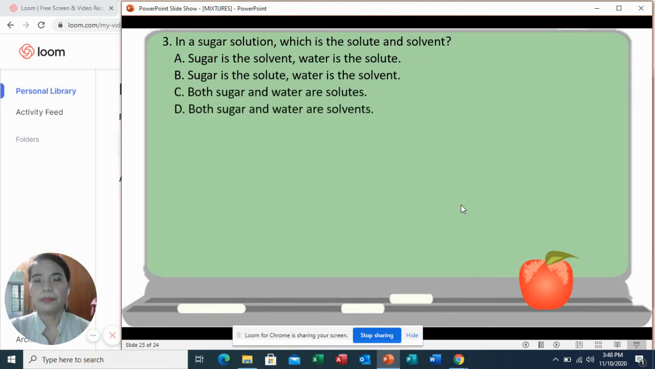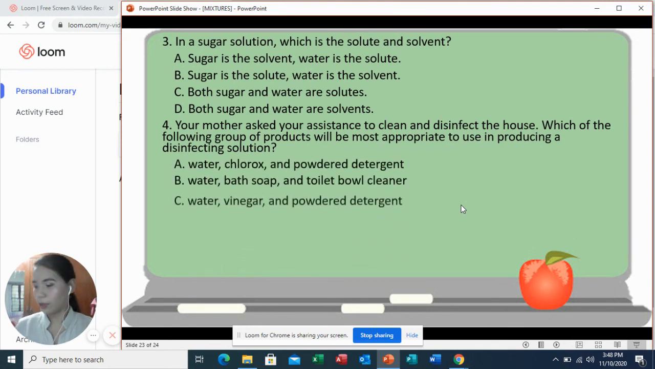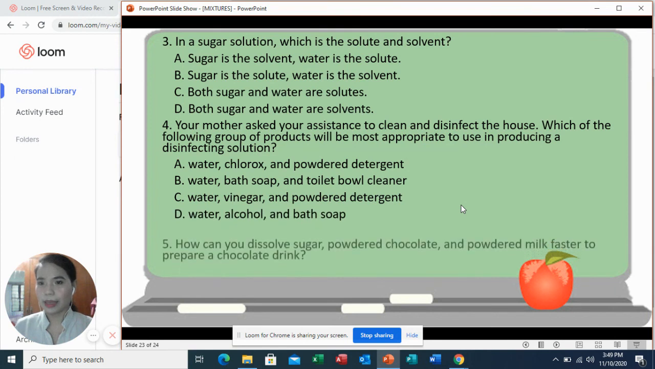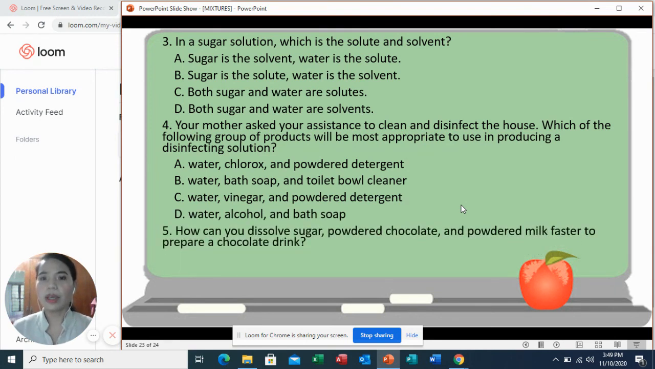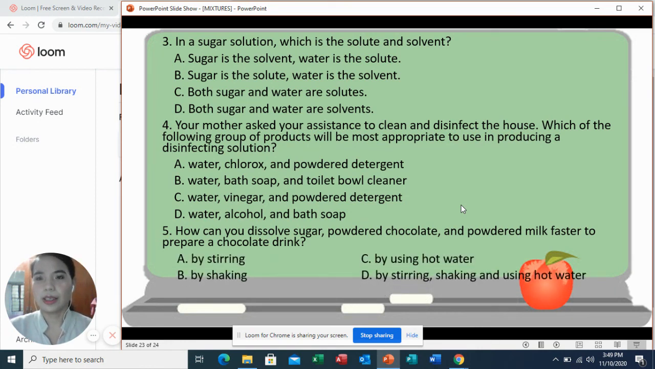Okay. Let's have question four. Your mother asked your assistants to clean and disinfect the house. Which of the following group of products will be most appropriate to use in producing disinfecting solution? Okay, you have four choices there. And last question, how can you dissolve sugar, powdered chocolate, and powdered milk faster to prepare a chocolate drink? So you also have four options.